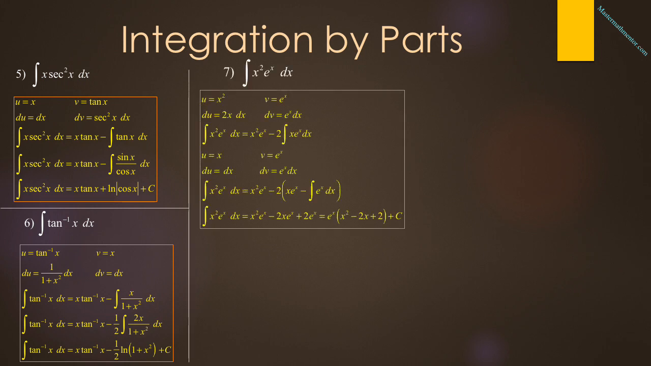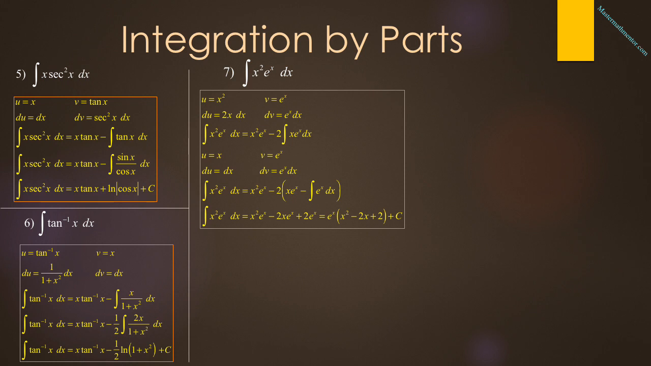Sometimes we can use integration by parts twice. Here we have in 7 the integral of x squared e to the x dx. The best choice for the e to the x is in dv, because the v is simply e to the x, and u is x squared and du is 2x dx. So our integral is x squared e to the x minus 2 the integral of x e to the x dx.